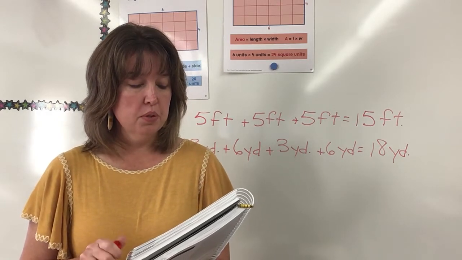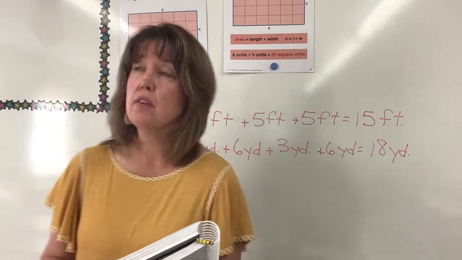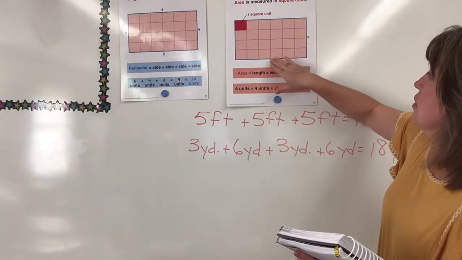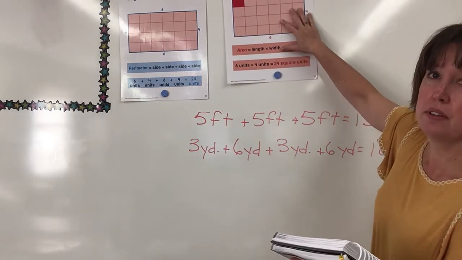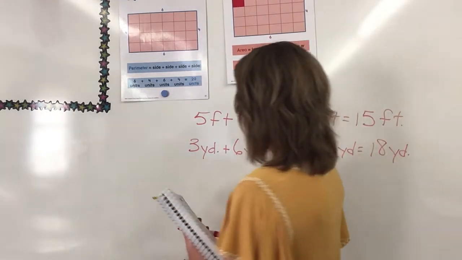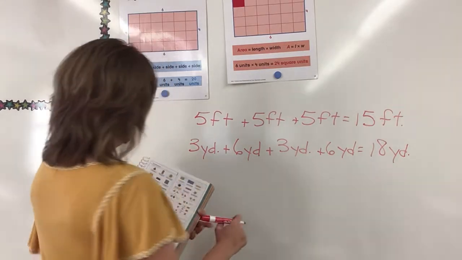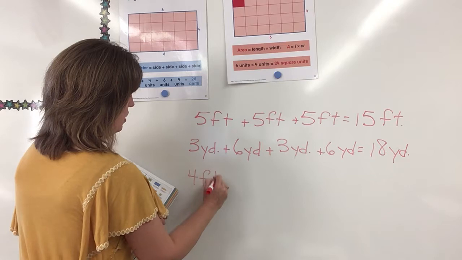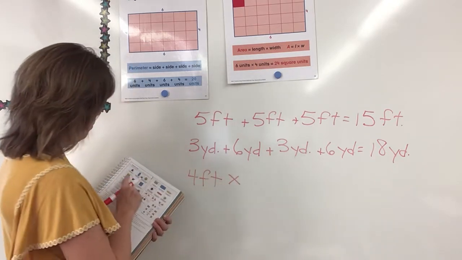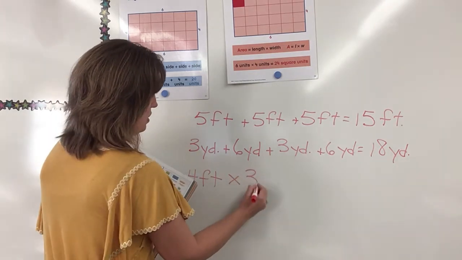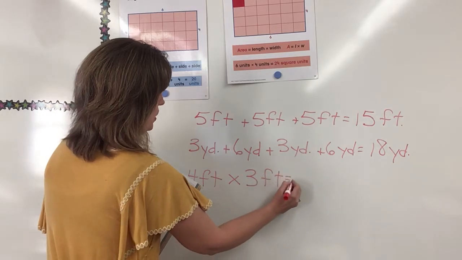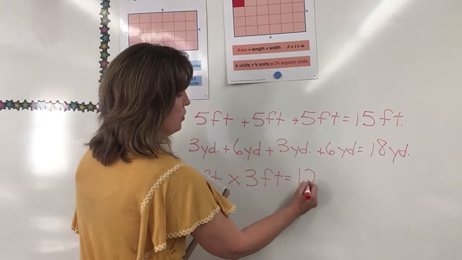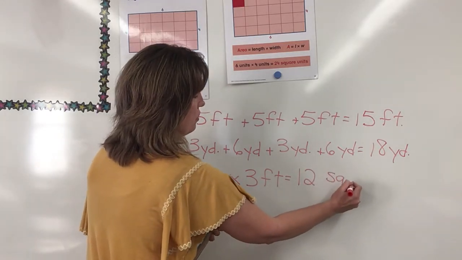Number 4 through 6, we're going to find the area. So here remember, multiply our length times our width. Okay. So our first shape is a rectangle. So our length is 4 feet times our width, which is 3 feet. So what's 4 feet times 3 feet? 12 square feet.